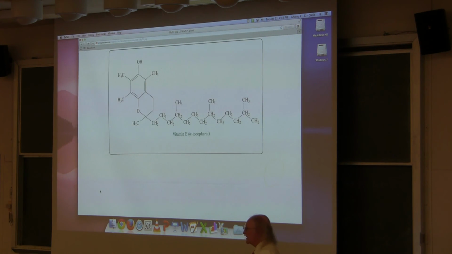Vitamin E, another fat-soluble vitamin. One we don't have as much information on. There are no known deficiencies in humans. The consequences of that aren't completely clear, but vitamin E is thought to play some sort of a protective antioxidant role. Vitamin E is commonly found in membranes, and it may help protect membranes against oxidation. You can see, again, here's this long tail. You can imagine that long tail being stuck somewhere inside of a membrane.